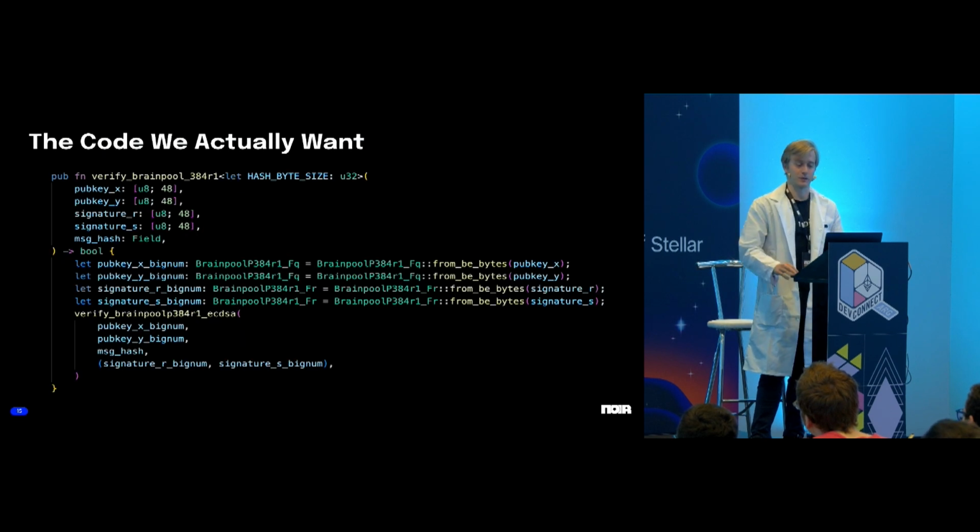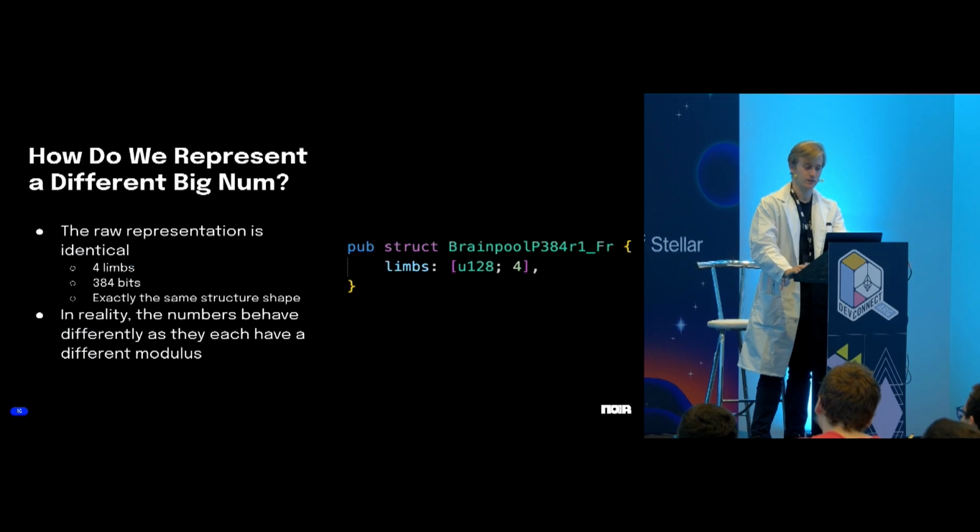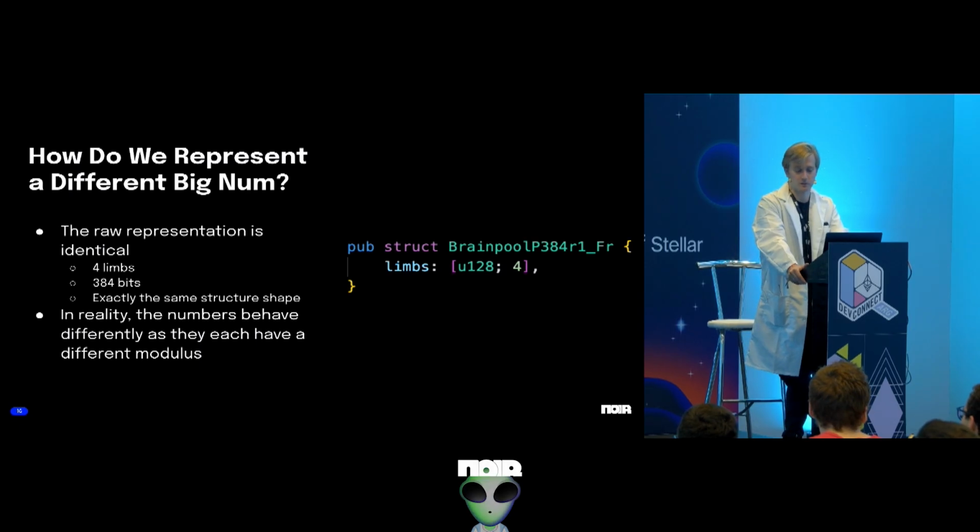So this is what we actually want to get to. We want to be able to construct an FQ and an FR. So let's construct our FR. Once again, it looks very similar. This one, at least, is just 4 limbs. Actually, the structure is the exact same.